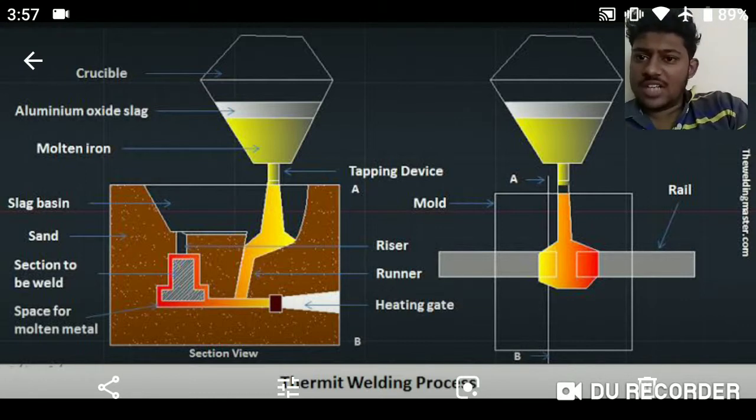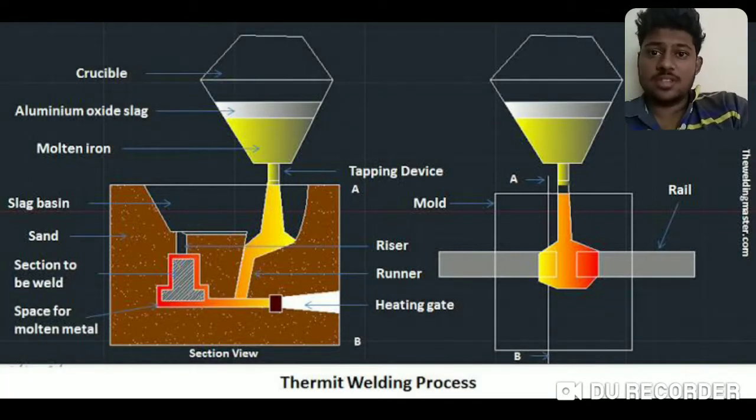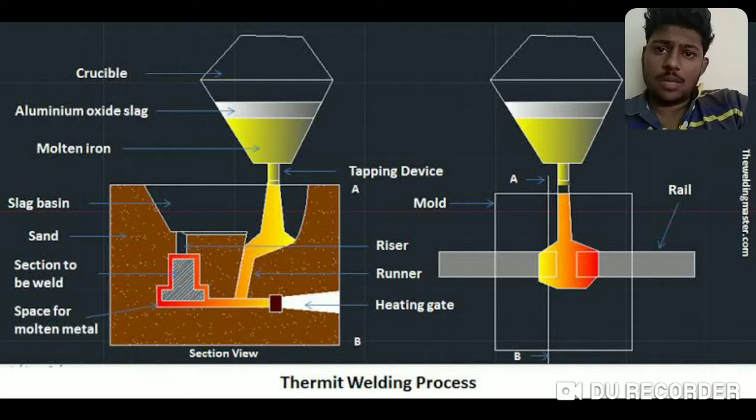You have a tapping device, a mold, riser, runner, and heating gate, which is similar to a casting process. So basically you're casting the weld in between two plates, and later after casting, the weld is machined in order to fit properly. This is the section to weld, and this is the space for the molten metal. This is the sand, and this is the slag basin, and I will also explain what the slag is. This is the molten iron, and this is the aluminum oxide slag.